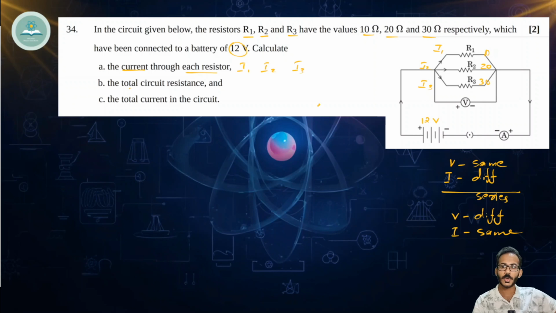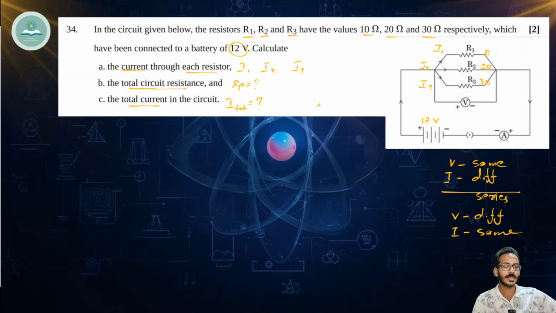Next is the total circuit resistance. So how much will be the effective resistance? We have to find out the RP. Next is the total current in the circuit. So I total, the total current in the circuit also should be found out. So let's see what to do.